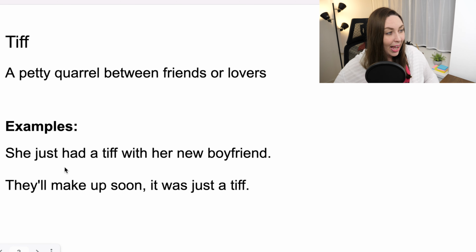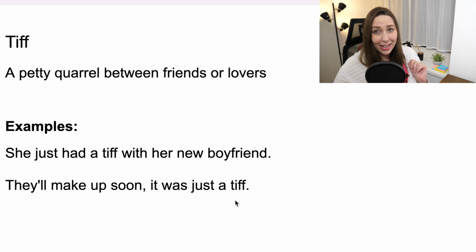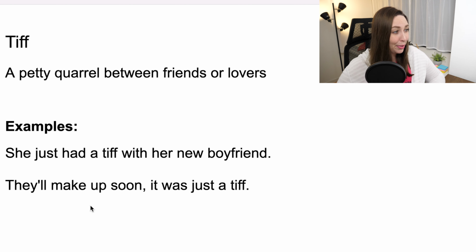She just had a tiff with her new boyfriend. So she just had a fight, a small, insignificant fight, okay, with her new boyfriend. All right? They'll make up soon. It was just a tiff. So just a tiff means it was so small, it wasn't even worth fighting about. Okay? And to make up is to get your relationship back together after you've had a fight. Like, I'm sorry, apologize, get back to your relationship or friendship.